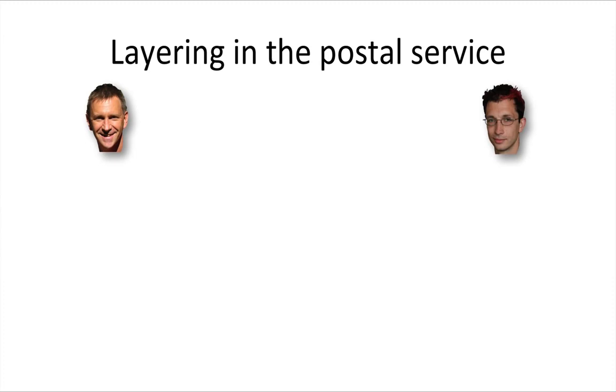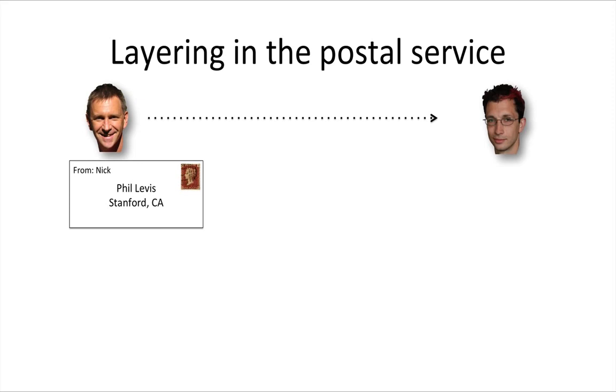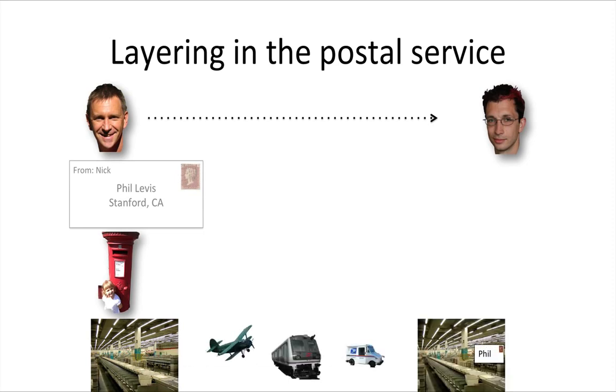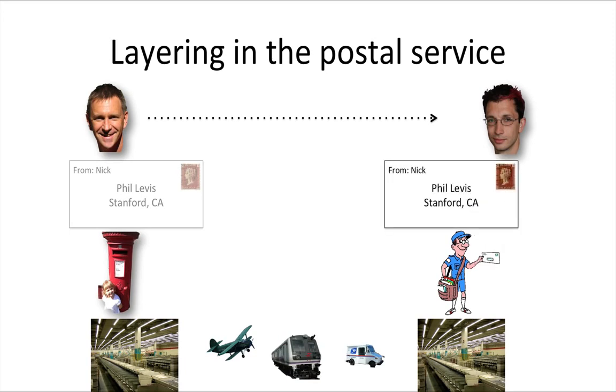Another well-known example of layering closer to the internet is the Postal service. Imagine that I have a book that I want to send to Phil. I place the book in an envelope, add Phil's address and mine, and then hand it over to Olive to take to the mailbox. The Postal Service sorts the mail, then sends it by a variety of different means, airplanes, mail trucks, trains, etc., until it reaches a sorting office near Phil. The mailman delivers the letter to Phil, who opens it and finds the book inside.